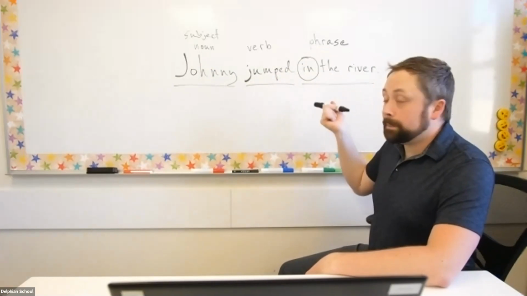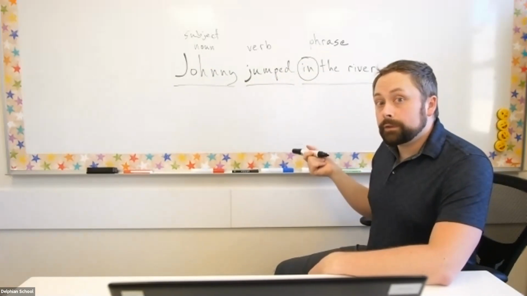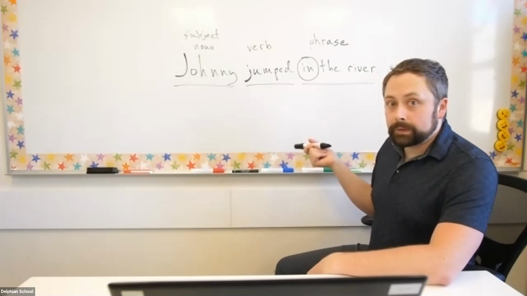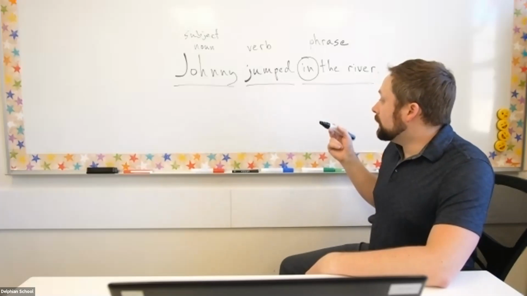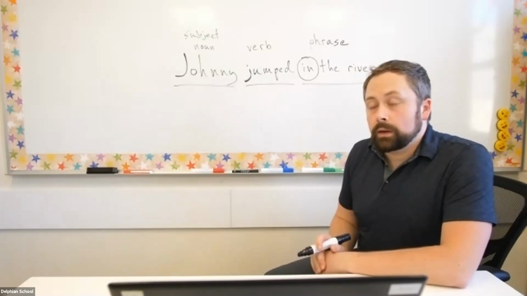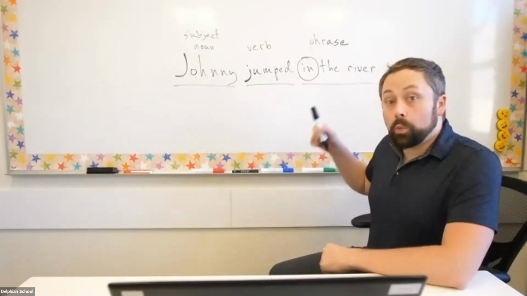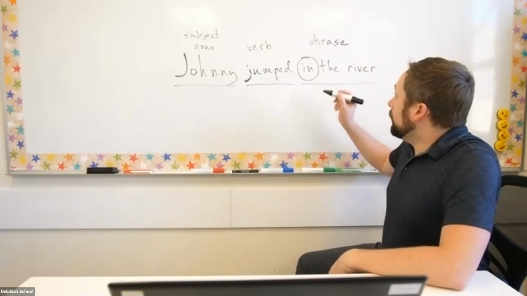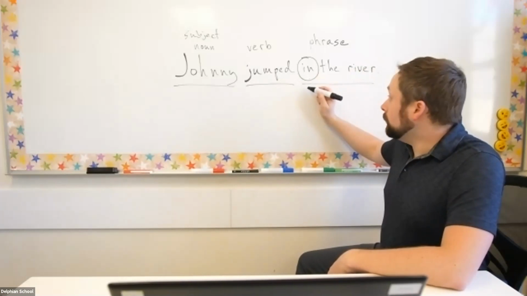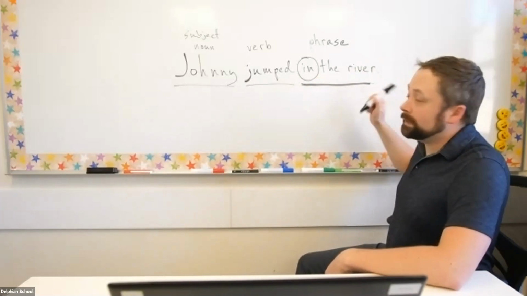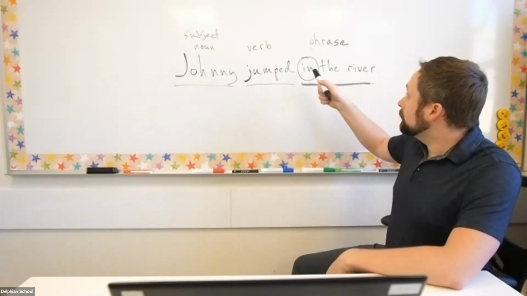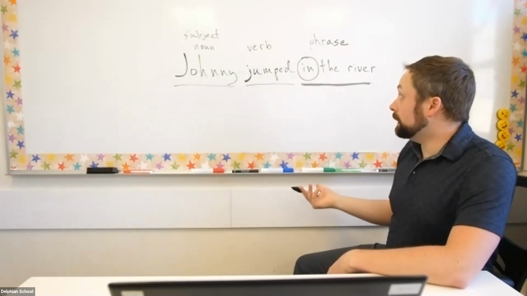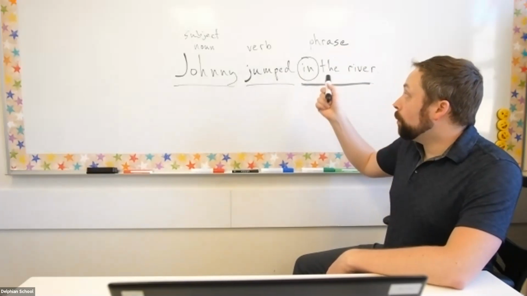In is a preposition, and it starts off what's called a prepositional phrase. Prepositional there is just a form of the word preposition that is basically describing what kind of phrase we're talking about, because there's other ones that we could study. But right now, in is a preposition, and it starts off this prepositional phrase. So in the river is working together. What is it doing? It's telling us where Johnny jumped.